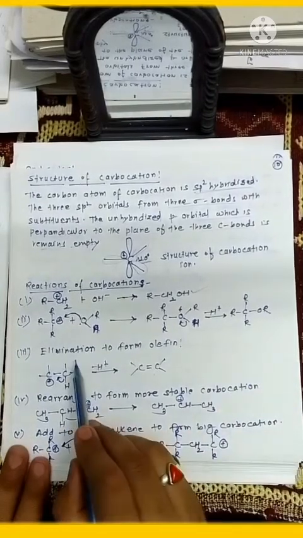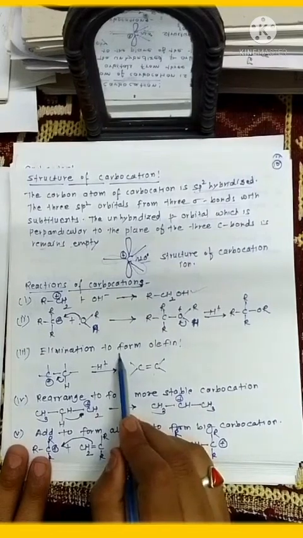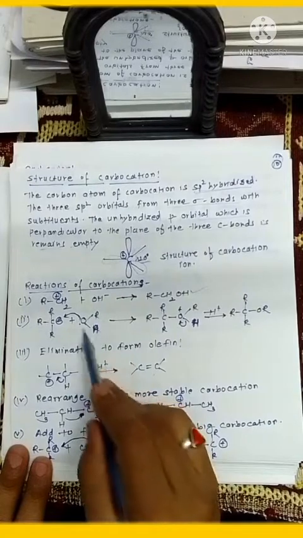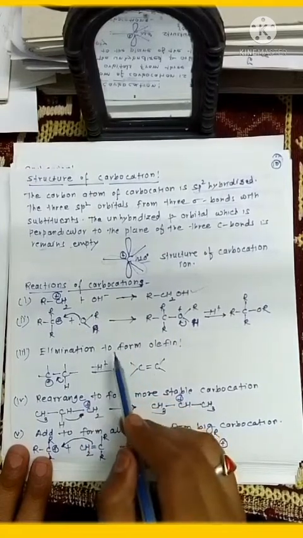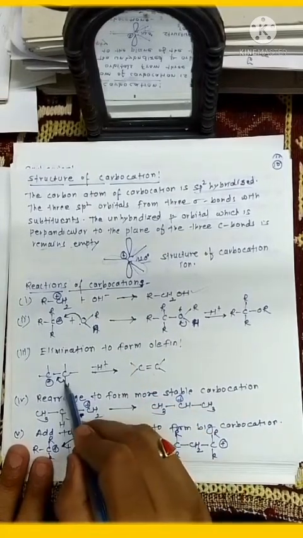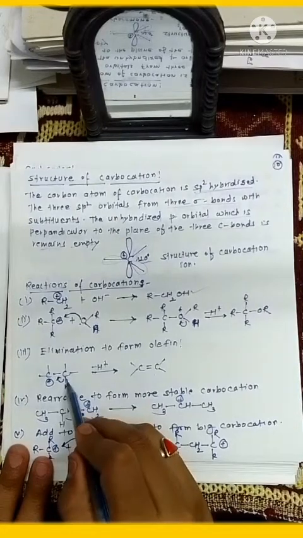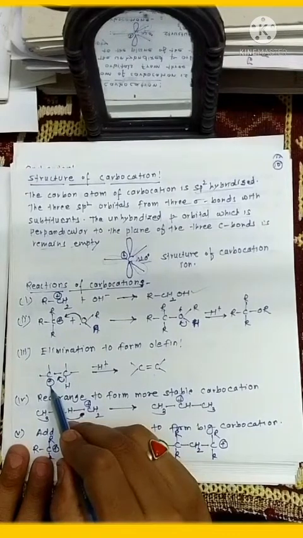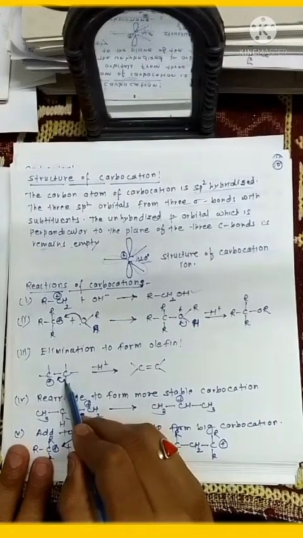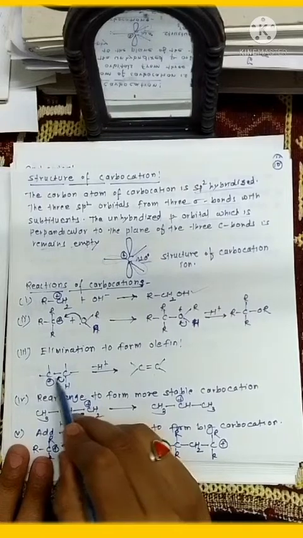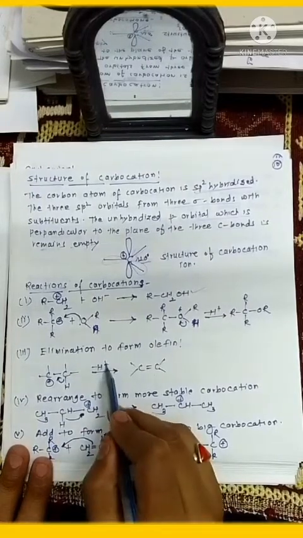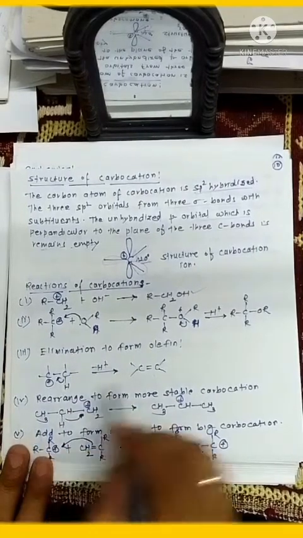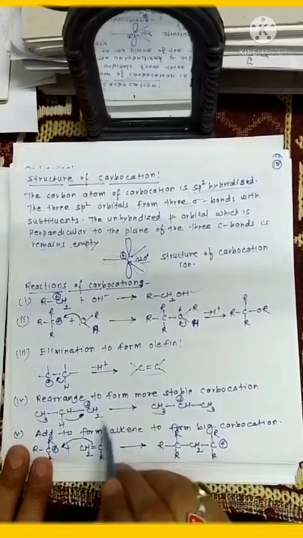Now, elimination to form olefin. If no reagent or no nucleophile is present in the reaction, in this case the hydrogen atoms which are adjacent to the carbon carrying positive charge donate their electrons to form a bond between carbon-carbon, and H plus is easily removed. That's why it is an elimination reaction, and we got an olefinic molecule.